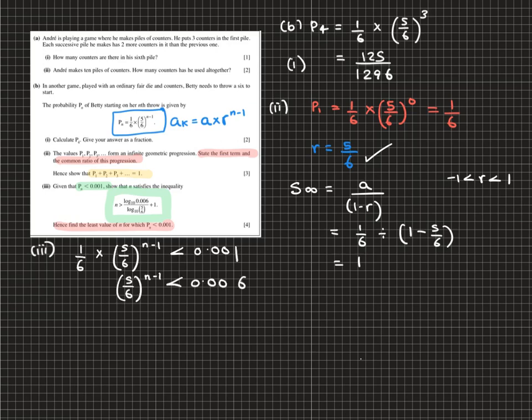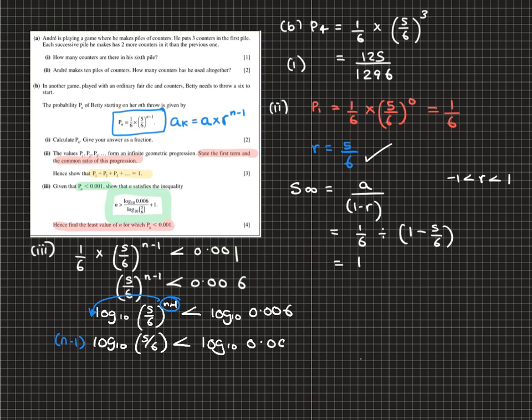Let's take logs of both sides. So log to the base 10 of 5/6 to the n minus 1 is less than log to the base 10 of 0.006. Let's pull n minus 1 to the front down like that. So n minus 1 log to the base 10, 5/6 is less than log to the base 10, 0.006. And we can see it's a very quick process now to then finish off the rest of the algebra here.